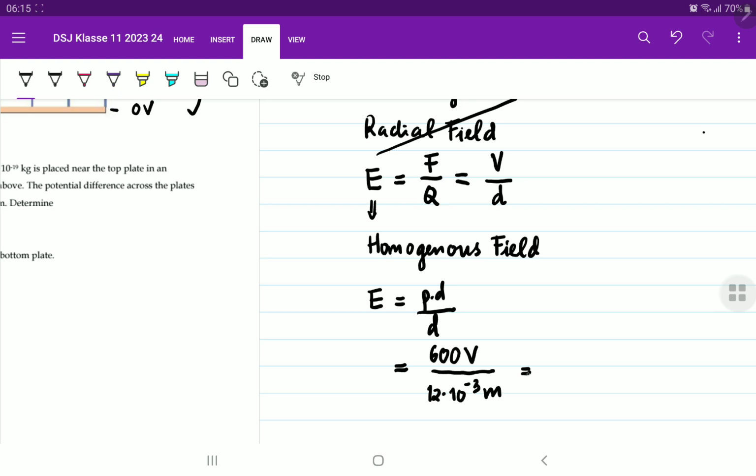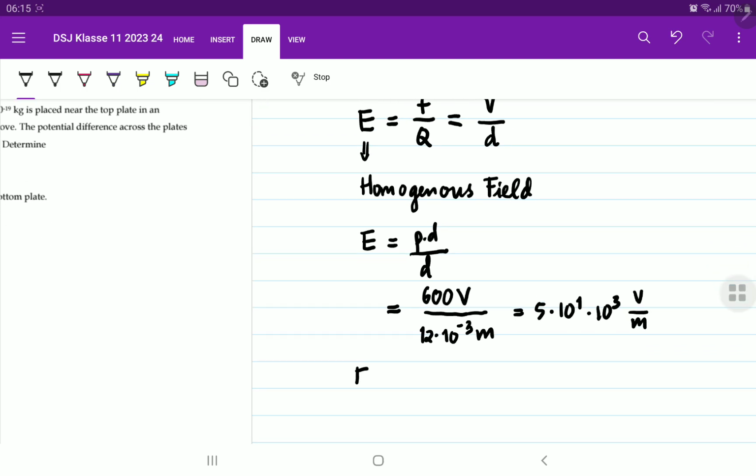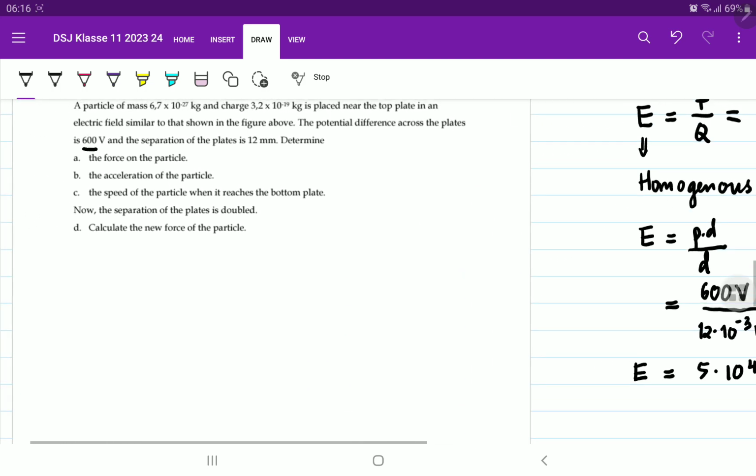And that is 60 divided by 12, which is 5. So our electric field strength is 5 times 10 to the power of 4 volt per meter. And volt per meter can also be defined as newton per coulomb. And that is the answer for question A.